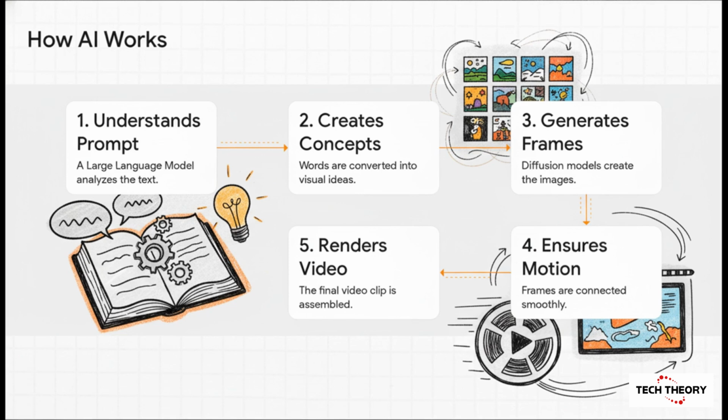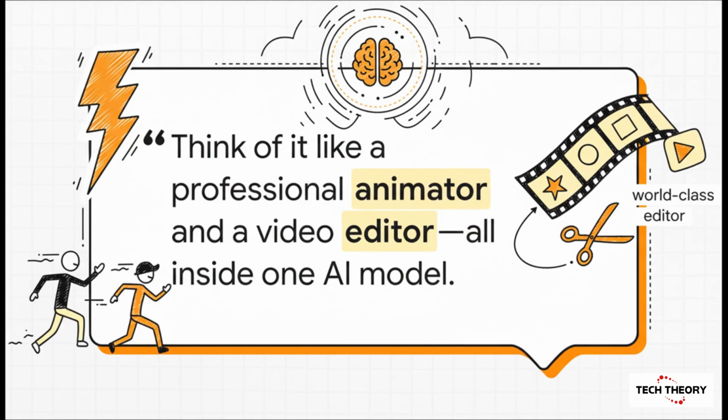First up, a large language model. Yep, the same kind of tech behind things like ChatGPT reads and understands your prompt. Then, it starts translating those words into visual ideas. But the real magic, the secret sauce, happens in step 3. That's where diffusion models get to work. These are AIs that are masters at creating images out of what is essentially digital noise. It's kind of like a sculptor seeing a statue inside a block of marble. They generate every single frame, one by one. Then, the AI carefully stitches them all together, making sure the motion is smooth, and finally, it renders the complete video clip.